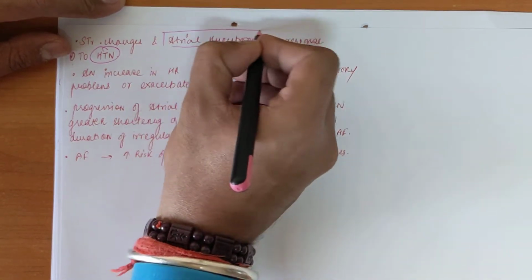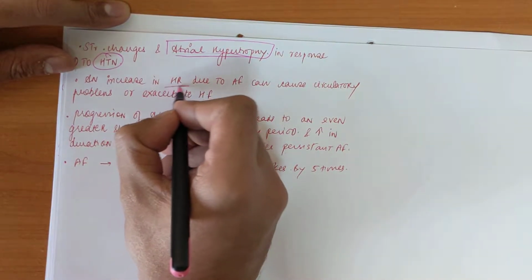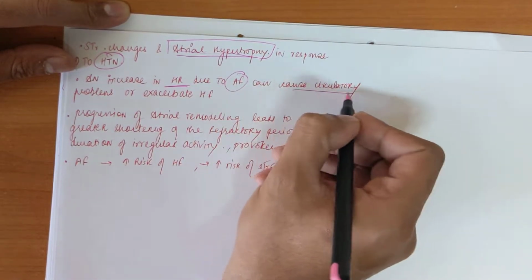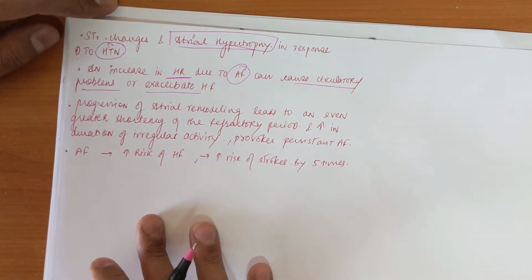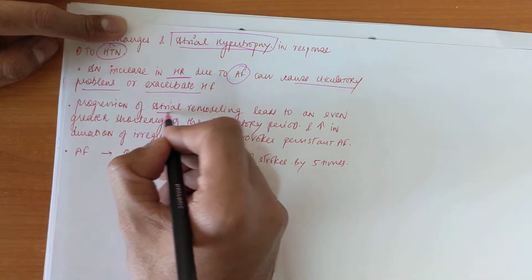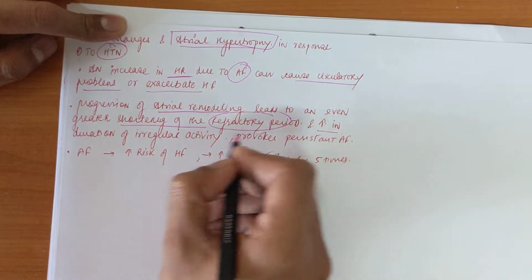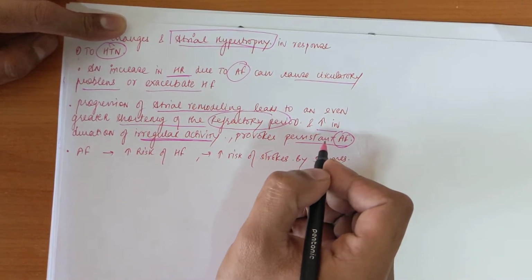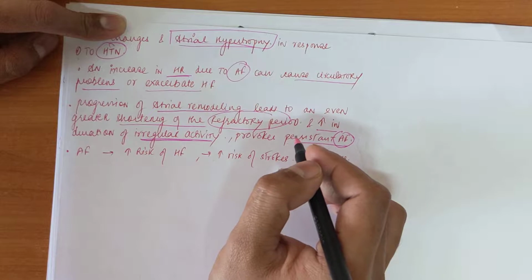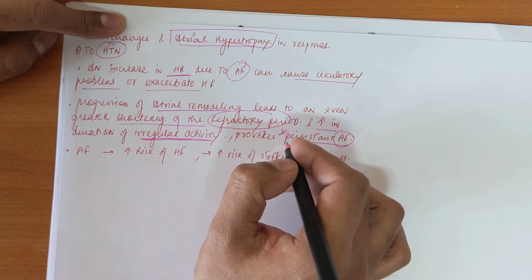Structural changes such as atrial hypertrophy occur in response to hypertension. The atrium compensates by increasing in size, which is called atrial hypertrophy. An increase in heart rate due to atrial fibrillation can cause circulatory problems or exacerbate heart failure, so the risk of heart failure increases. Progression of atrial remodeling leads to even greater shortening of the refractory period, and an increase in the duration of irregular activity provokes persistent AF. So from paroxysmal, atrial remodeling leads to shortening of the refractory period, which can lead to persistent atrial fibrillation.